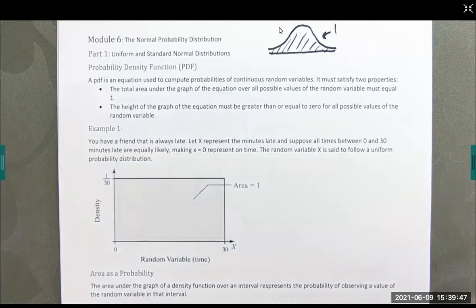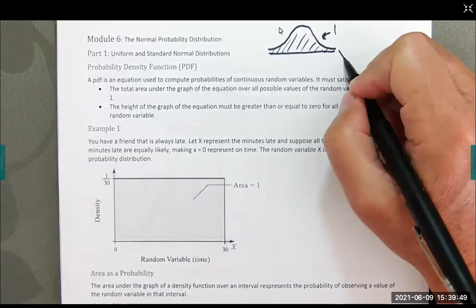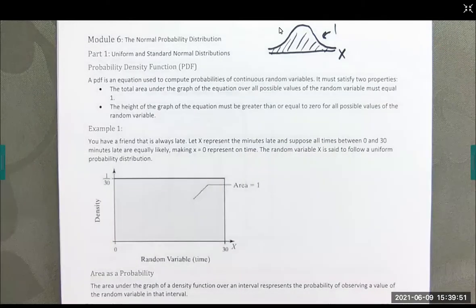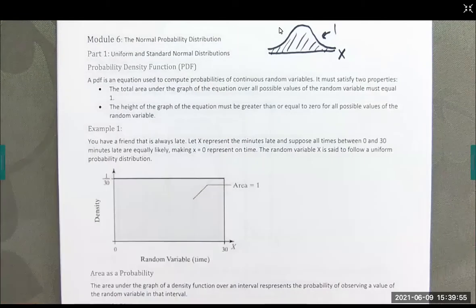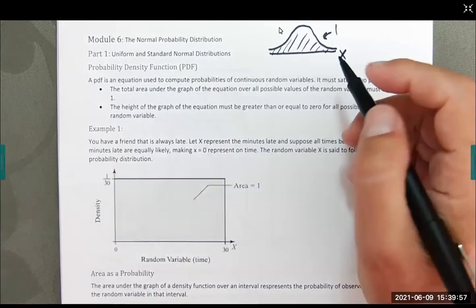So the random variable is here. And all this is saying is that it's above the x-axis. It'll never dip below. In fact, it'll never touch the x-axis. It gets closer and closer and closer. These are called asymptotes.